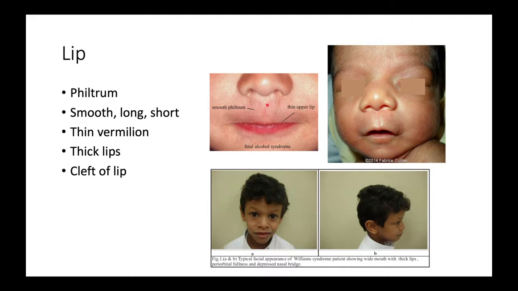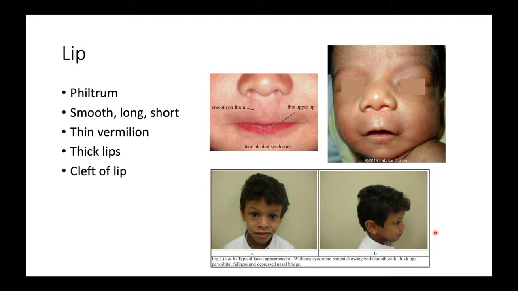And now we're at the lip. So this part of the lip is called the philtrum. And here we can see that the philtrum is smooth, a bit smooth here and long. And the pink part of the lips is called the vermilion. So here we have a thin vermilion. These are both examples of fetal alcohol syndrome. The lips could be thick, as seen here, with a wide mouth and some periorbital fullness. And this is a picture of a child with Williams syndrome.